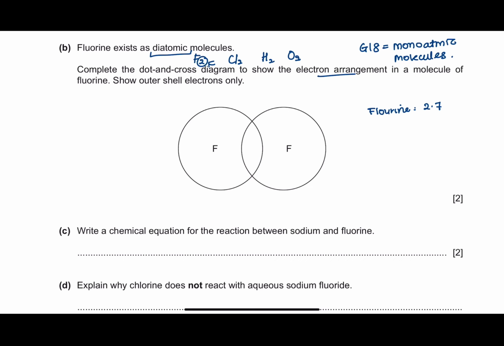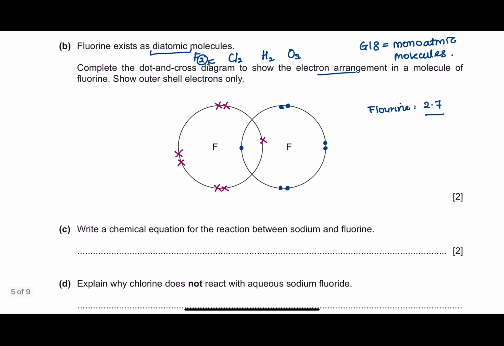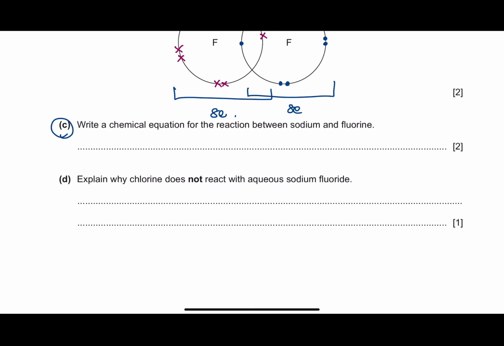Now fluorine has an electronic structure of 2.7. This means that it has 7 electrons on the outermost shell. And I'm going to draw another 7 electrons for the other fluorine atom. And when they share 1 electron with each other, they would make a complete 8 electrons on each side. Moving on, question C, write a chemical equation for the reaction between sodium and fluorine.